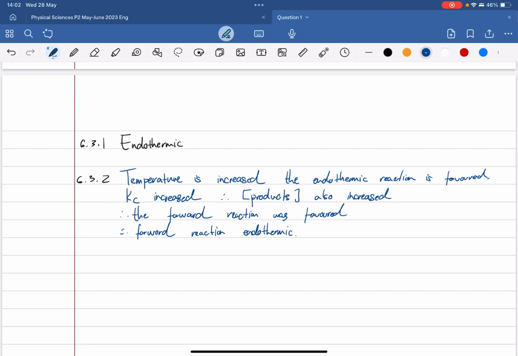Alright. So temperature is increased, and an increase in temperature always favors the endothermic reaction. The Kc was also increased as a result of this increase in temperature. So therefore the concentration of the products also increased, and therefore the forward reaction was favored because the concentration of the products increased. Then because the forward reaction was favored as a result of this temperature increase, therefore the forward reaction is endothermic. Beautiful.